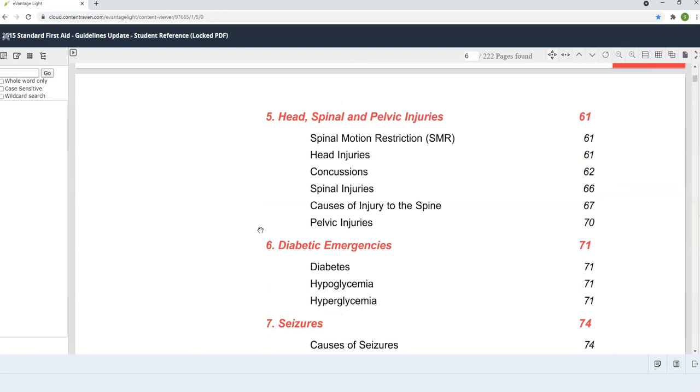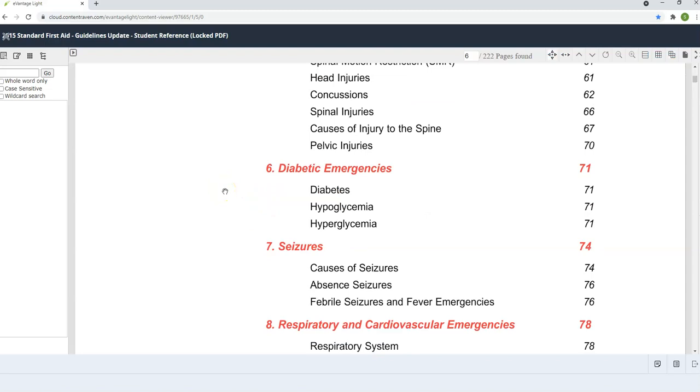Okay, and then chapter 5 will be head, spinal and pelvic injuries. So we're going to talk about spinal motion restriction, head injuries, concussions, spinal injuries, causes of injury to the spine, and pelvic injuries. And then chapter 6 will be about diabetic emergencies. So we're going to look at diabetics, type 1, type 2, and the other associated concepts. And there are 2 emergencies we're going to look at in chapter 6, and that is hypoglycemia and hyperglycemia.